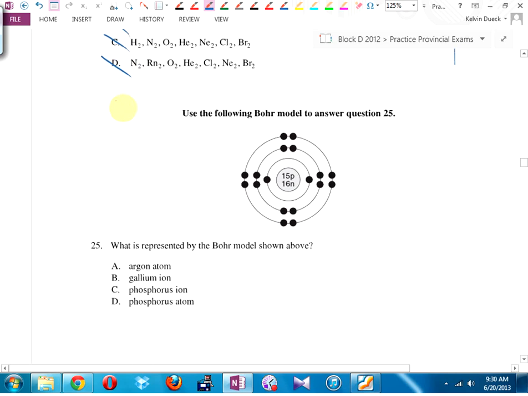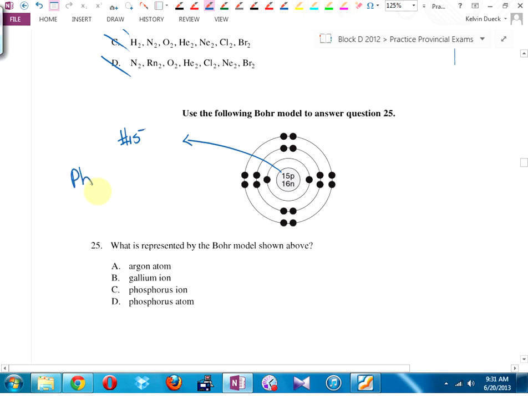We have Bohr models and we have Lewis diagrams. Which atom is represented, or what is represented by the Bohr model shown above? Here is the first key, the number of protons. The number of protons tells you the atomic number, which tells you the element. We define an element based on how many protons it has. What is atomic number 15? So I know this is phosphorus.